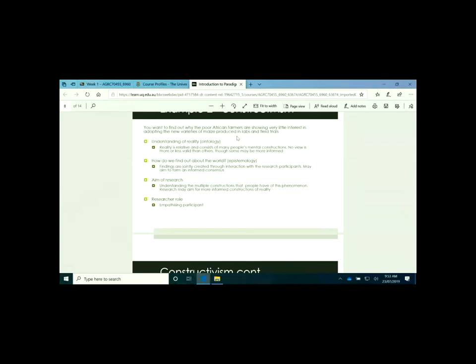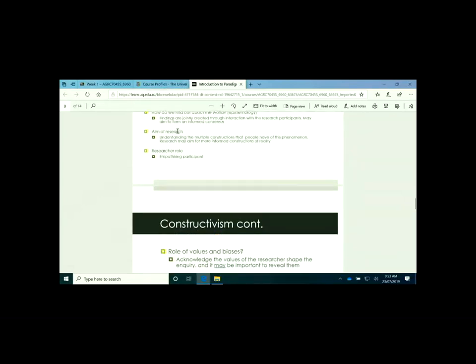So in this case, the aim of research is to understand these different constructions of reality that people have of a particular situation that we're thinking about. And research may aim to have more informed constructions of reality. So that might be to engender some sort of change in the way people view the world. In this case, the researcher, rather than being detached or disinterested in the system, is regarded as an empathising participant. Right? So completely different.